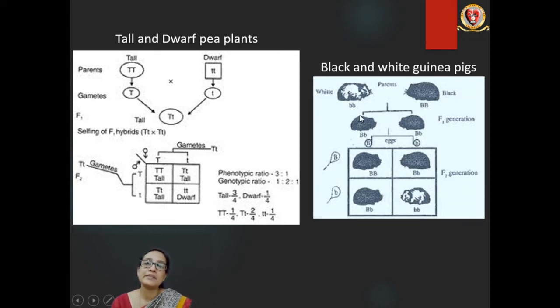The same can be seen in black and white guinea pigs. In the F1 generation, all of them are black, which means black is dominant over the white color. And in the F2 generation, we get 3 black and 1 white guinea pig, which means the ratio is 3:1.